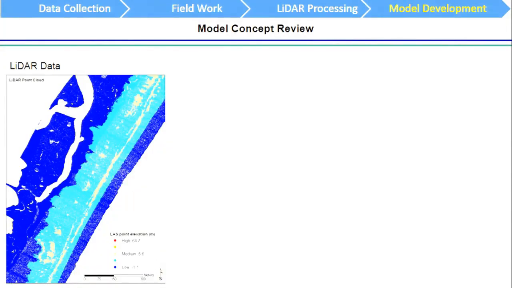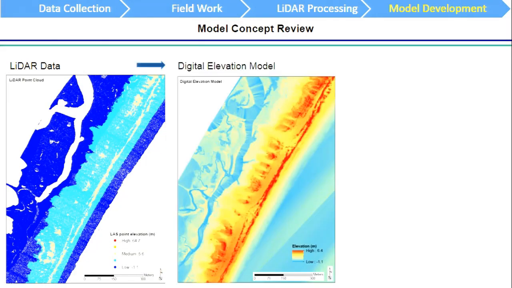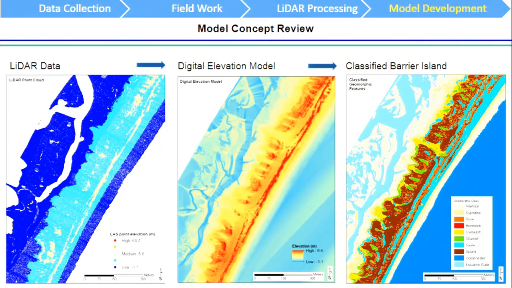So to sum all of this up, here's what we've done. We've taken a LiDAR point cloud, we've interpolated it into a digital elevation model, and finally we ran it through this classification model to get a classified barrier island with the different features of the barrier island identified as separate polygons.